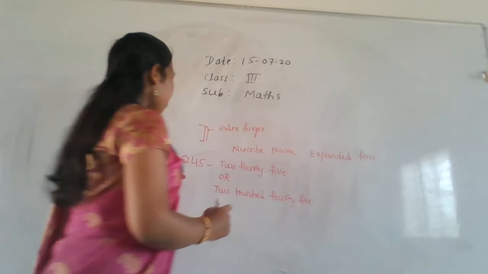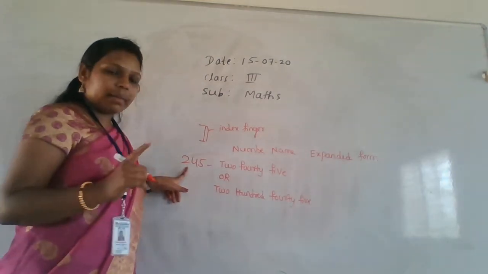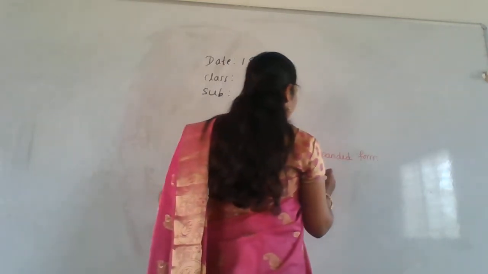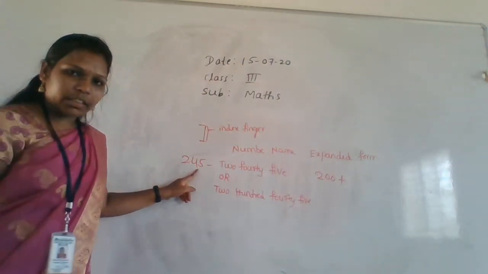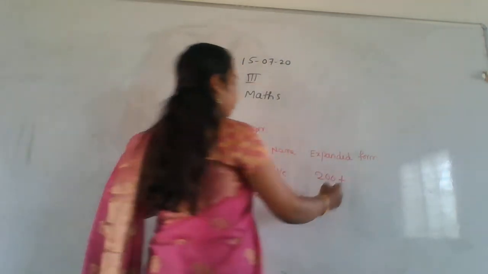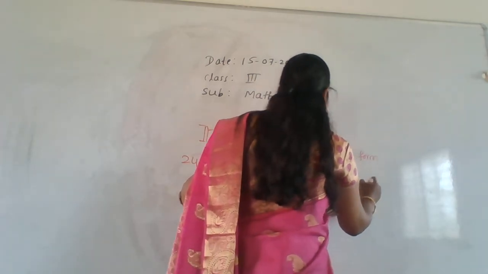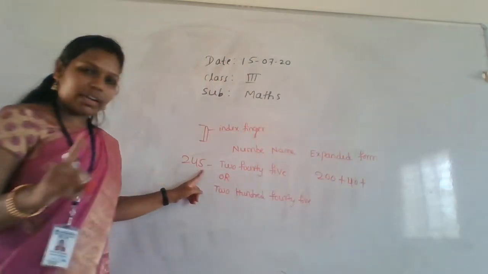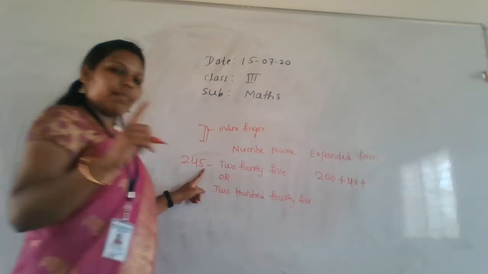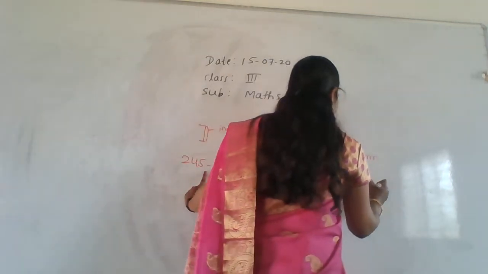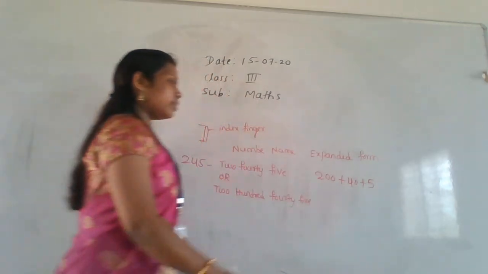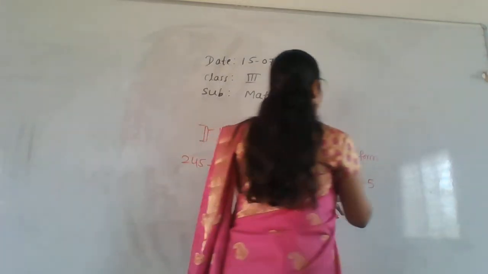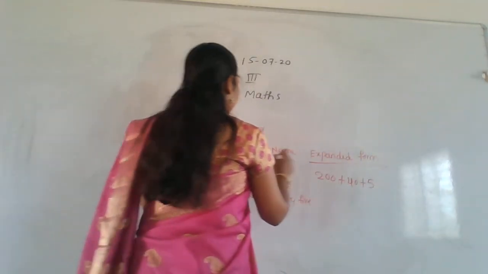Here, 2 is in the 100s place, which means its value is 200. Next, 4 is in the 10s place, so its value is 40. Next, 5 is in the 1s place, so it will be 5 only. So 200 plus 40 plus 5. This is called the expanded form of the number and this is the number name.